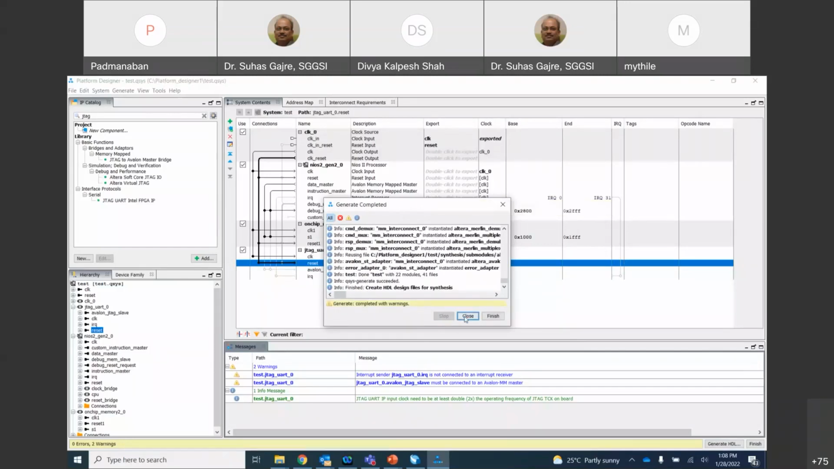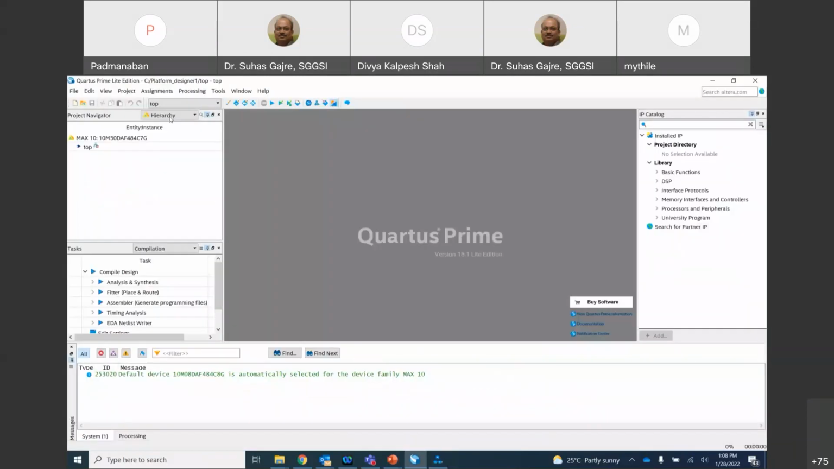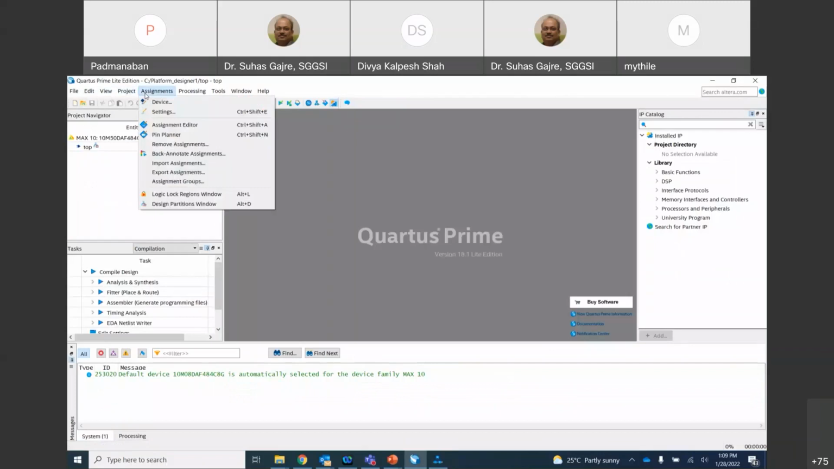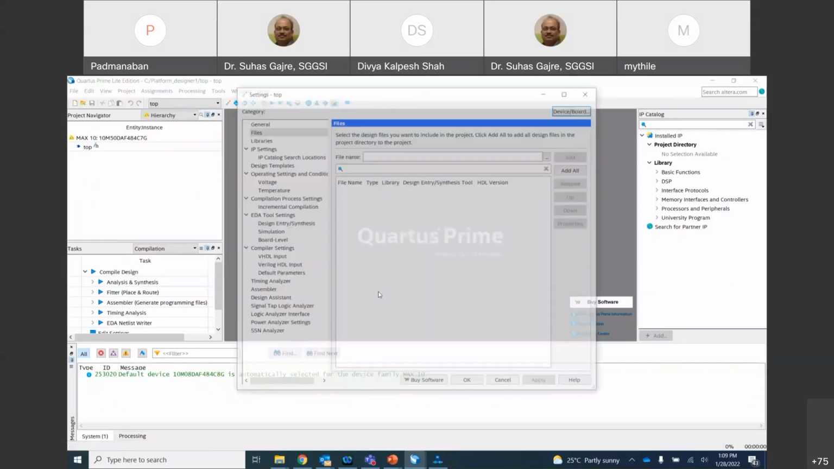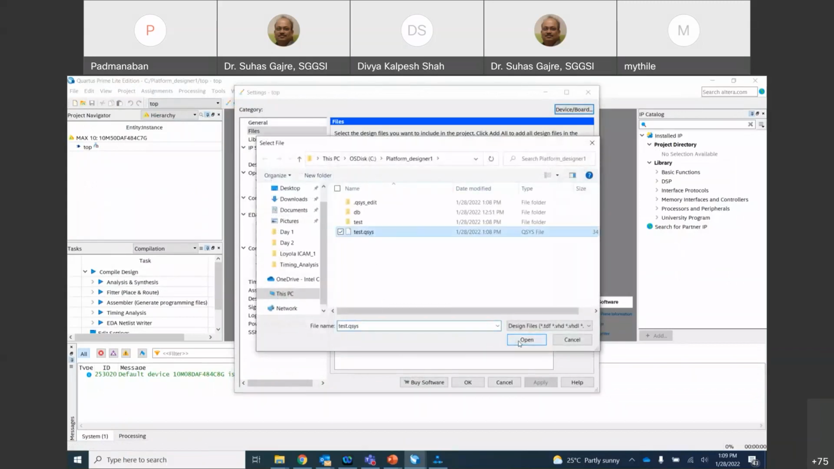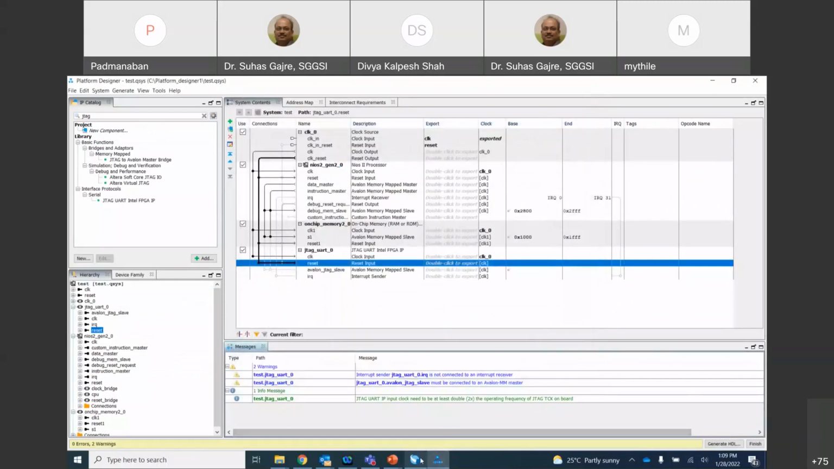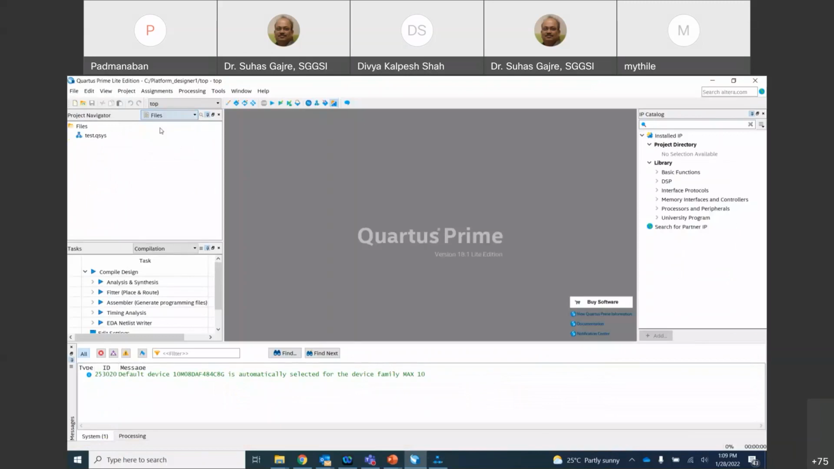So say close here. Now what you can do is go to the Quartus Prime Design software, go to the files, or you can also go to the hierarchy and then say add project. So you can select the file which is available there and add it. Apply, then OK. Now if you come to Quartus, you can see that the file is added. Just.qsys is there. So this is the same as how we did the IP, exactly similar.